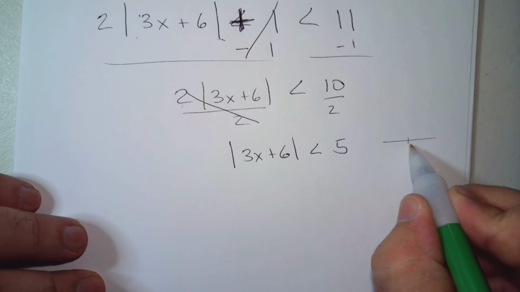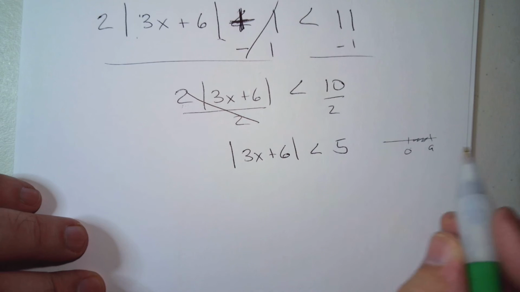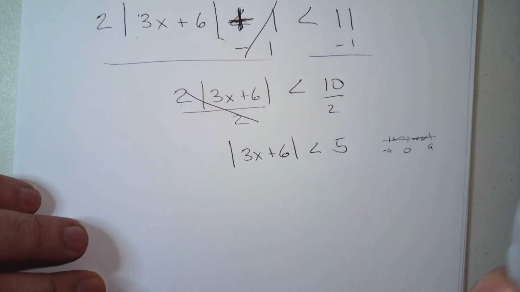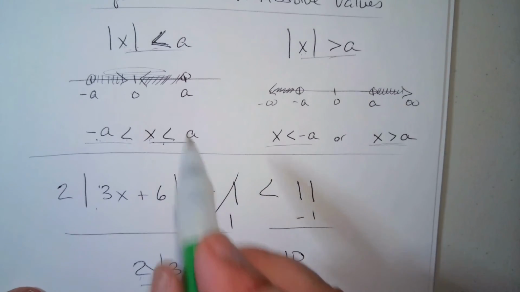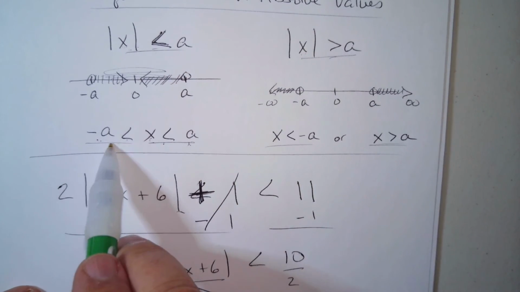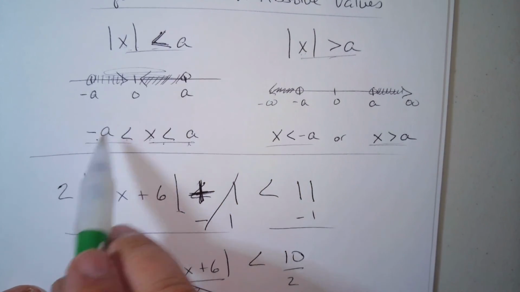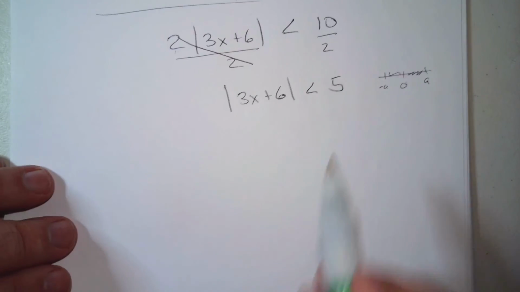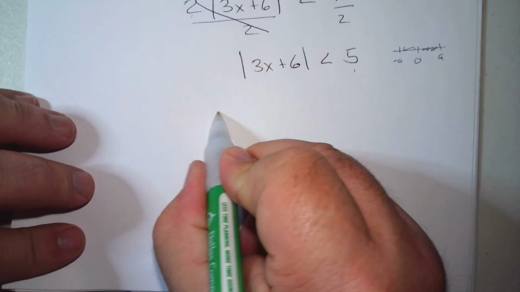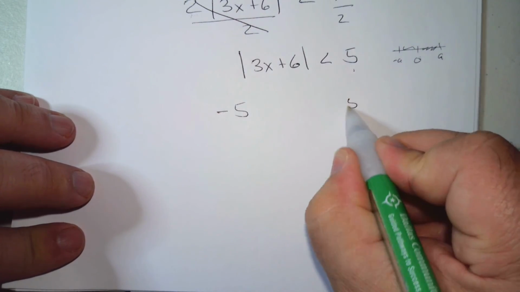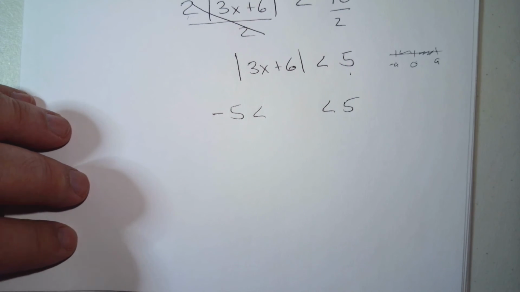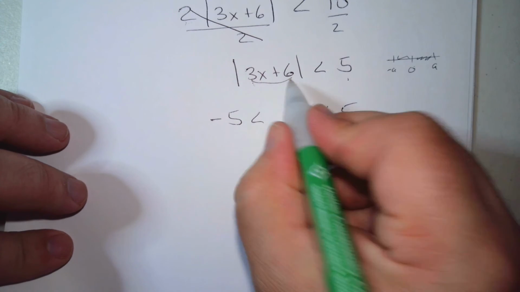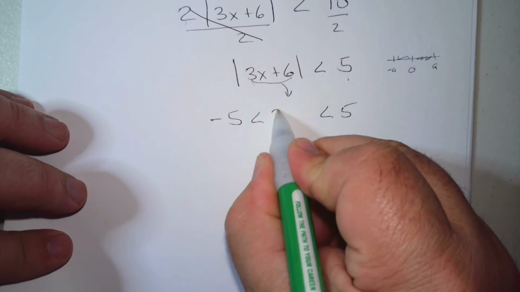Remember, if the absolute value of x is less than a, then it's between negative a and a. So when I drop the absolute value sign, looking at this, less than, whatever the number is here, I put on both sides. So I'm going to have negative 5 and 5. The directions are the same. So whatever's inside here goes in there.